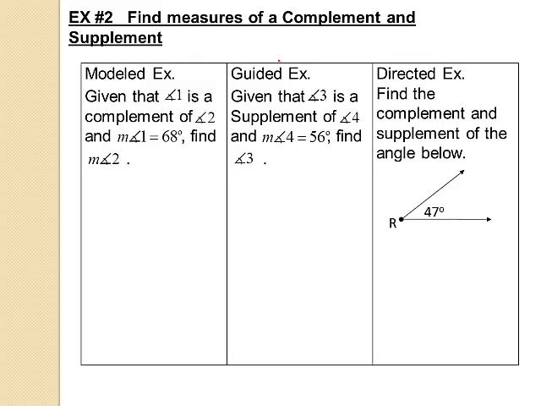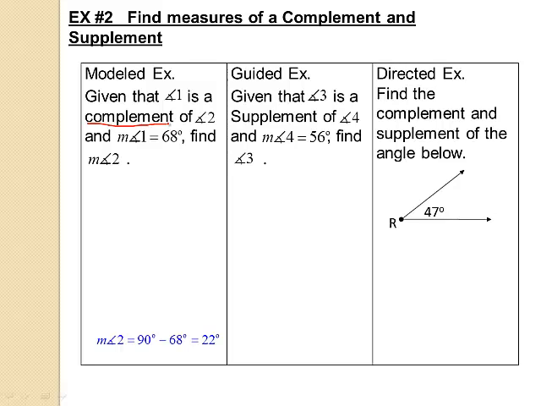Okay, so we have find the measures of complements and supplements. In model example 1, you are given that angle 1 is a complement of angle 2. The key word there is complement. Angle 2 you have to find. If we know the measure of angle 1 is 68 degrees, since complementary angles add up to 90, you just do 90 minus 68, which gives you 22 degrees, and that's the measure of angle 2.